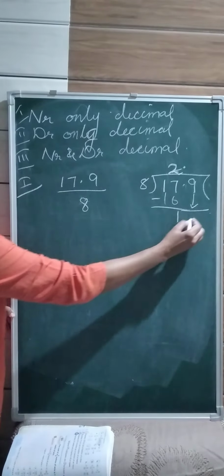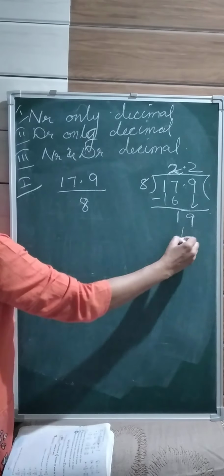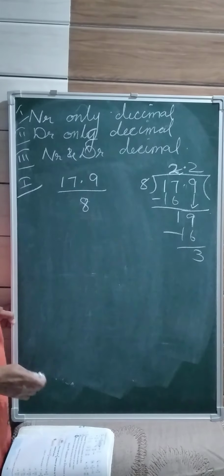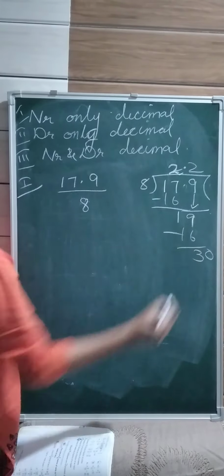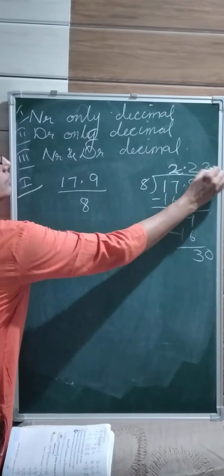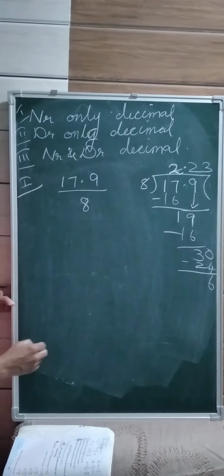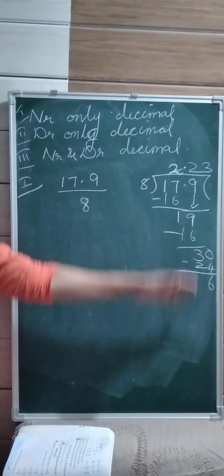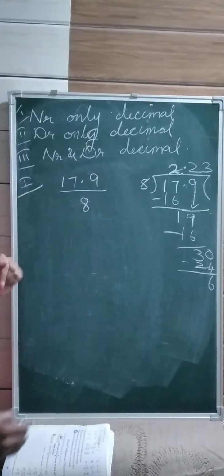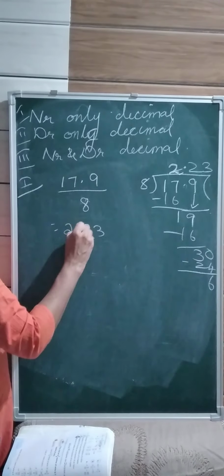Okay, next number is 9. In 19, how many times? 2 8s are 16 again. 3. There is no number to put down, so you can put 0. In 30, how many? 3 8s are 24. Subtract, 6 is the remainder. Again it will continue, but we can stop here. Up to 2 decimals we got the answer. So you can write 2.23 as the answer.